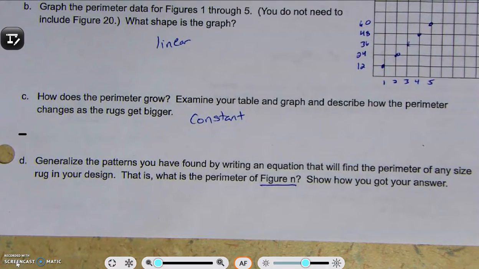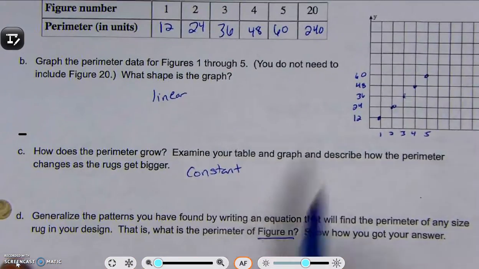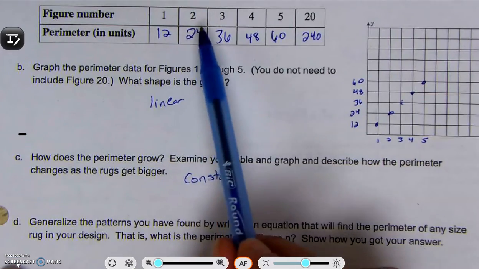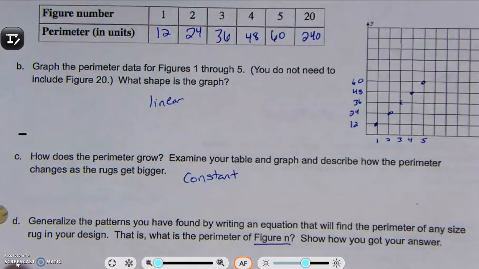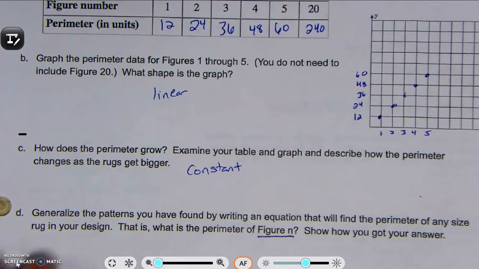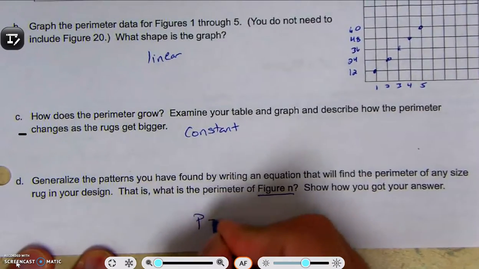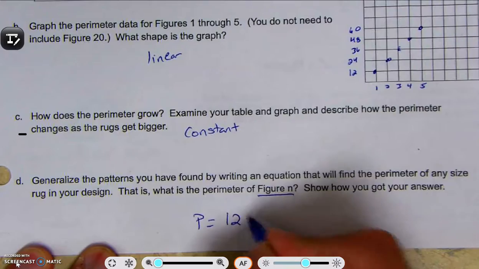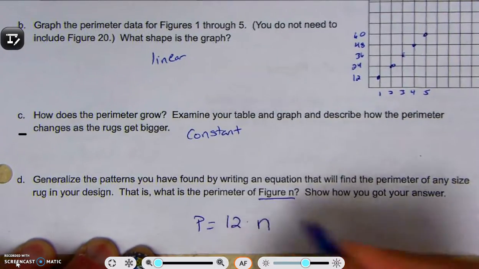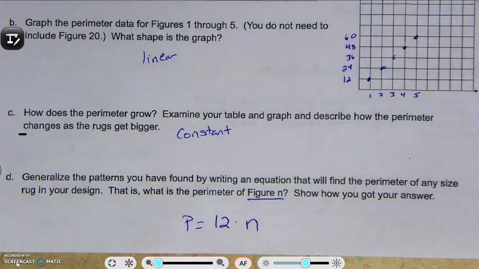So any number figure. If we go back to our table, we can see figure 1 is 12, figure 2 is 24, figure 3 is 36. So it's really just taking our figure number and multiplying it by 12. So if you had 14 in figure 1, we know that it would just be 14 times that. So our perimeter is going to be equal to 12 times n. So that's the formula that I can use to be able to find our perimeter.